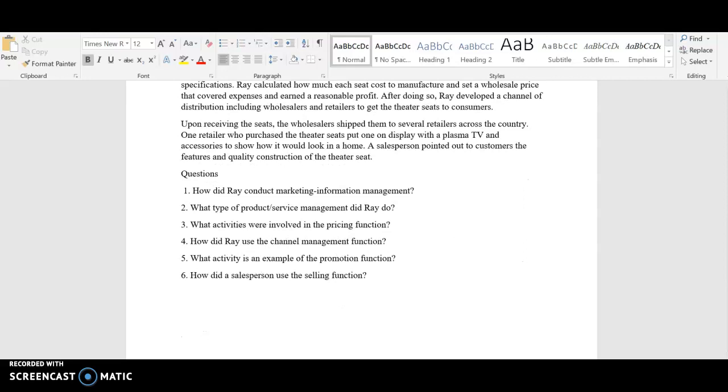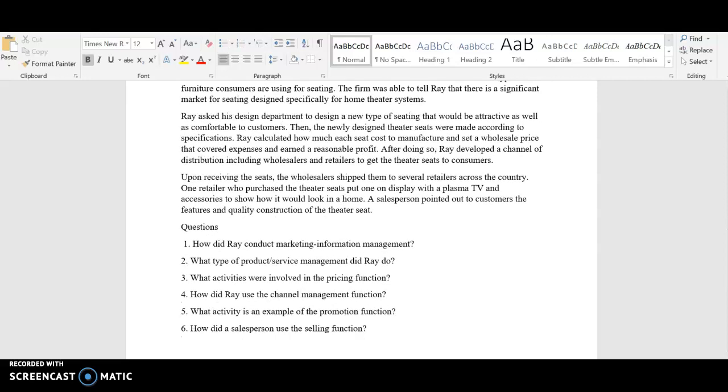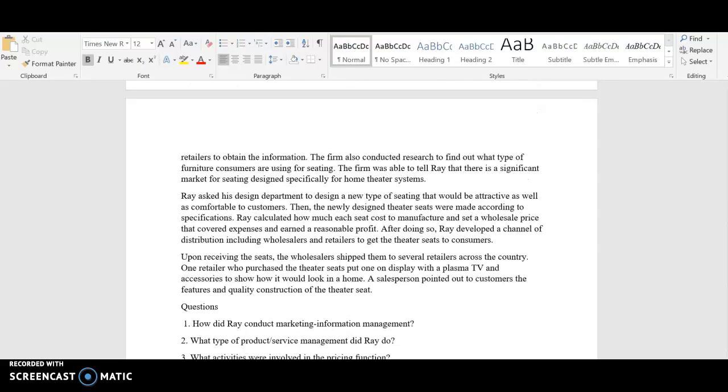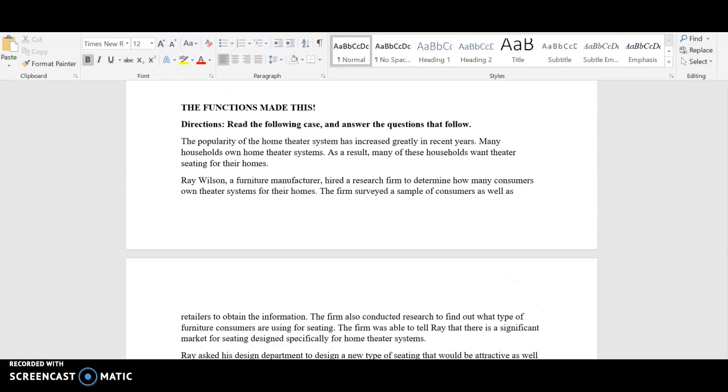And there are 6 questions that you have to answer based on the different functions. So you're thinking about the different functions: the market information, the product service, the pricing, the distribution, promotion, and selling. So each question focuses on the 6 functions of marketing, and it's asking you about each one based off of the scenario you have. So this is what you're looking at for the Functions Match.